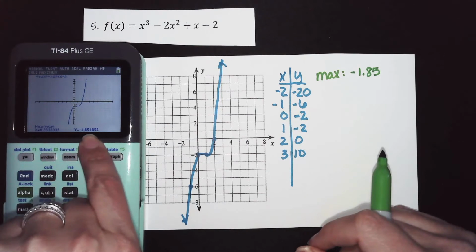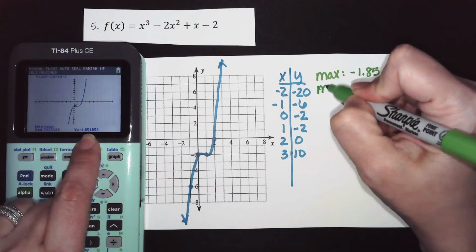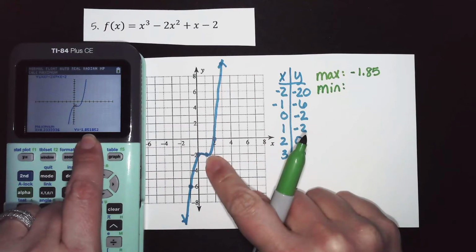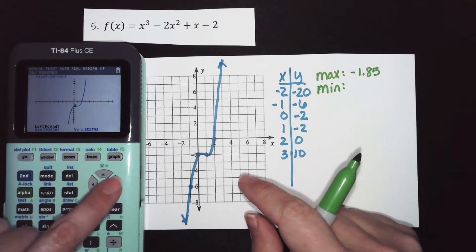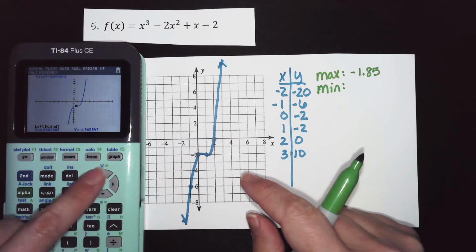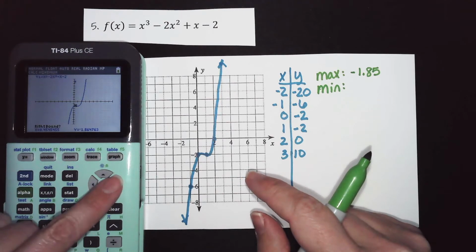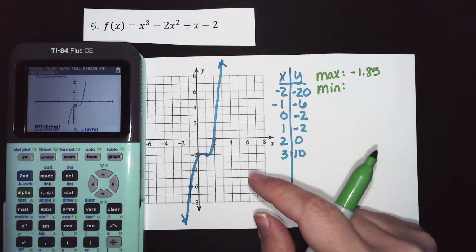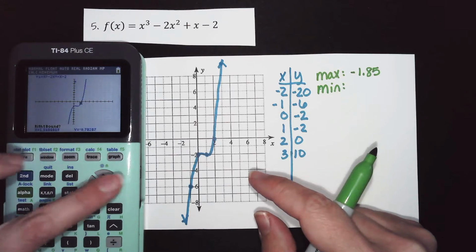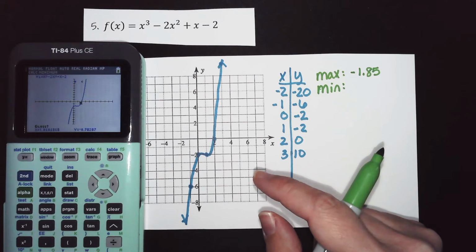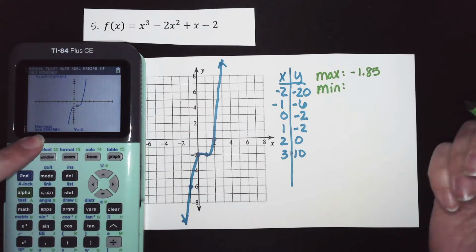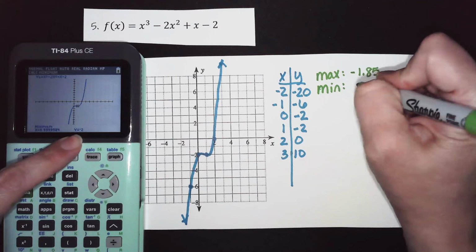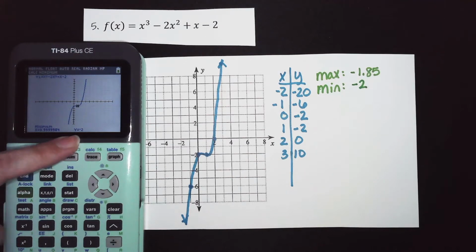Okay. So the min, the calculator will also tell me what that is. So if I go to calc, the min is number 3. Left bound, I want to be, well, anywhere in here. Okay, enter. I just have to be higher than that min point on the left side of it, and I need to be higher than the min point on the right side, and then for my guess I just push enter, and it tells me at almost 1, y is negative 2. Okay, so I have my max and min.